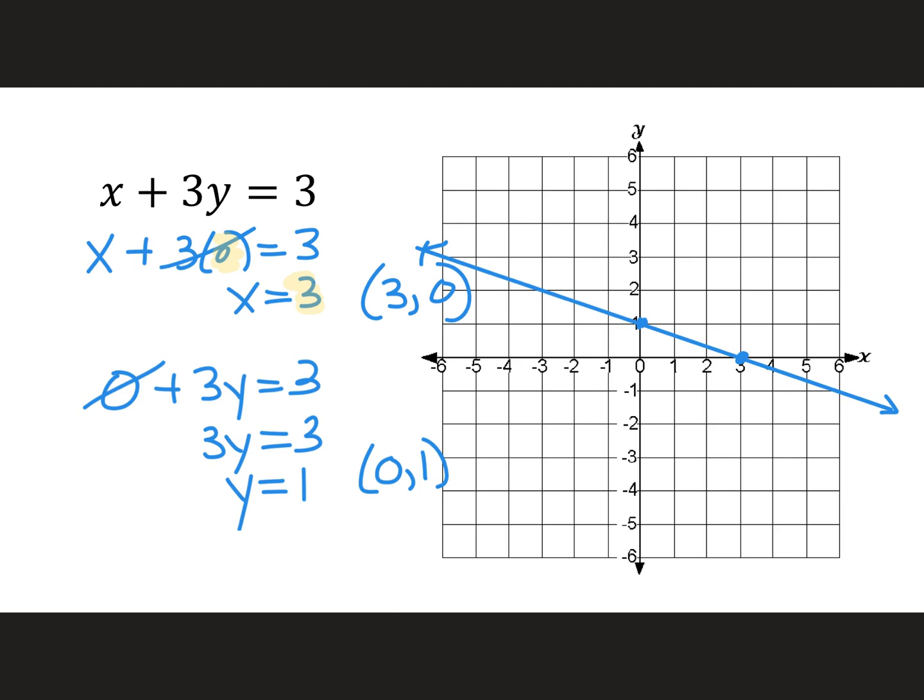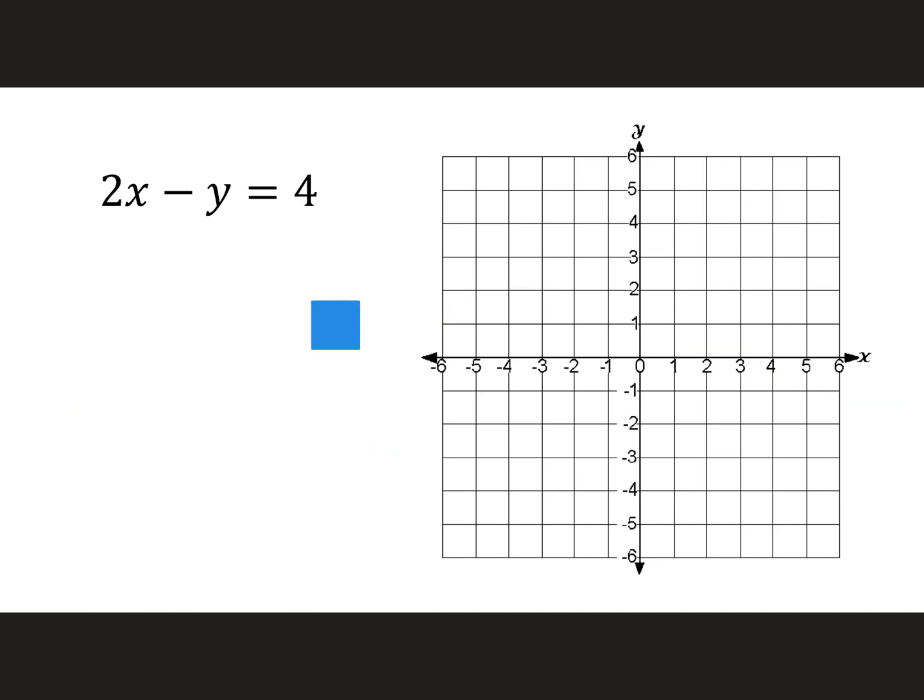All right, let me show you another one. I'm going to show you another way I do this. It's kind of the same thing, but it's called the cover-up method. All right, here we go. I am actually going to just take this little square and cover up this. And what I get is 2x equals 4.